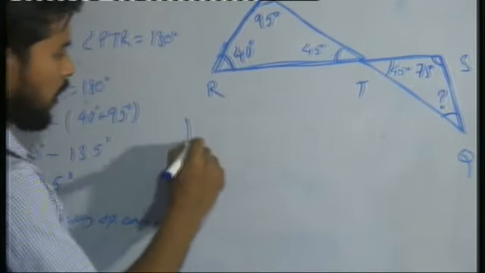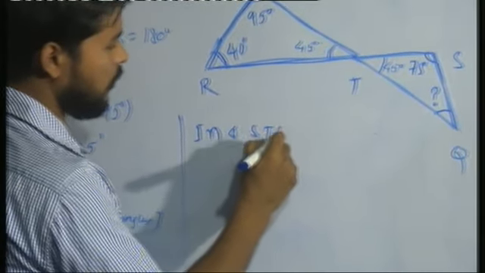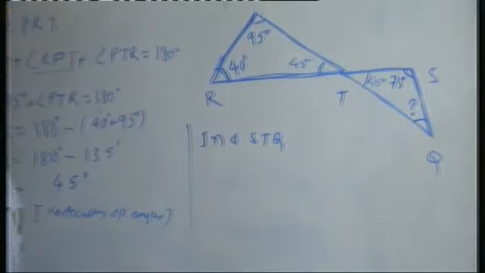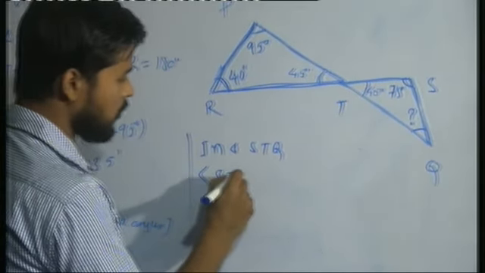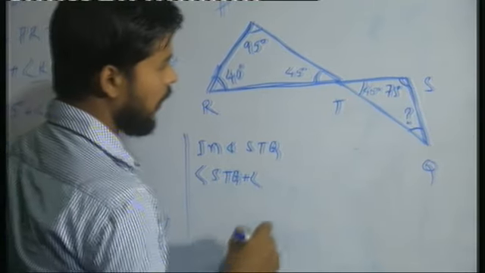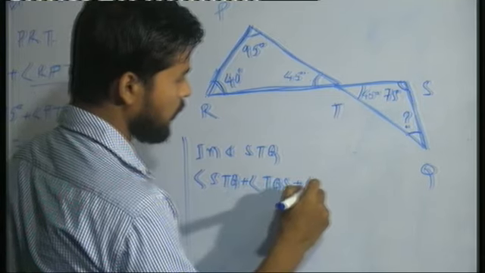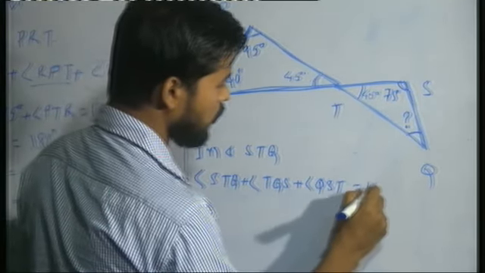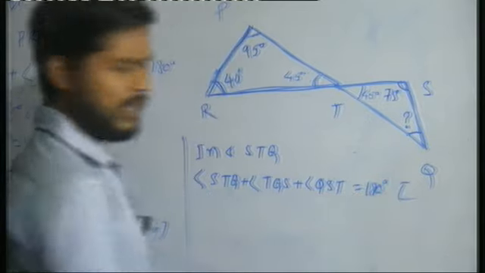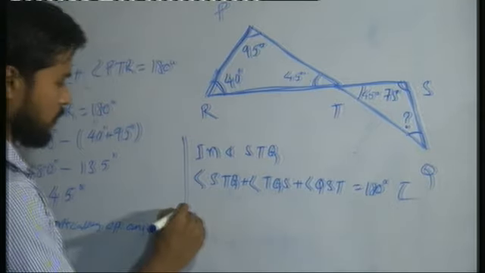So now consider the triangle STQ and apply the angle sum property. So we have angle STQ plus angle TQS plus angle QST is equal to 180. Within bracket we have to mention the condition, means criteria, by the angle sum property of a triangle.